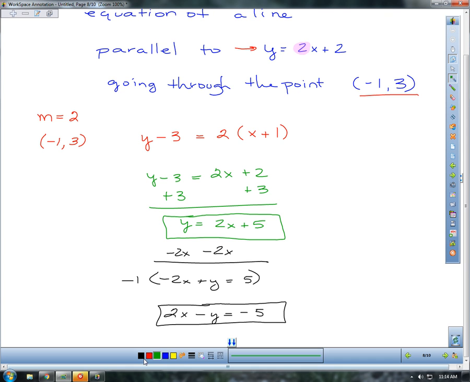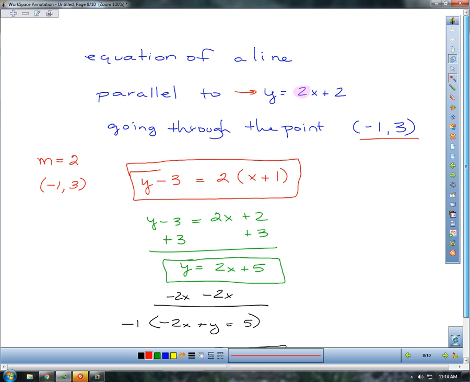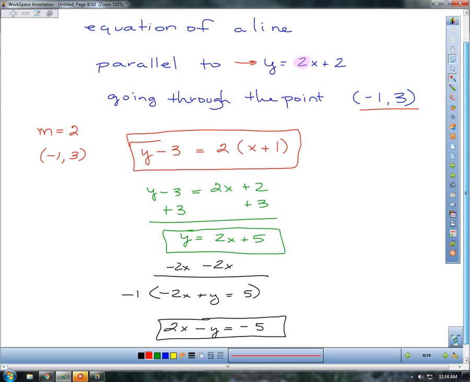So remember, our easiest one to start with, if we have a choice, is just to do point-slope form, because we have everything we need. Okay? So I'll let you look at the original problem for a second. There's all your answers.